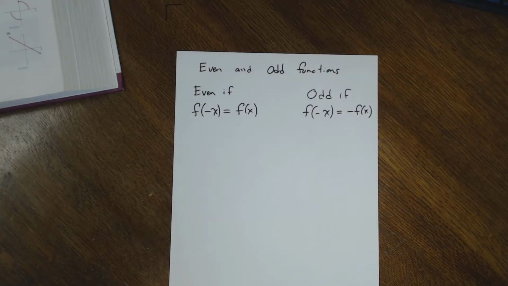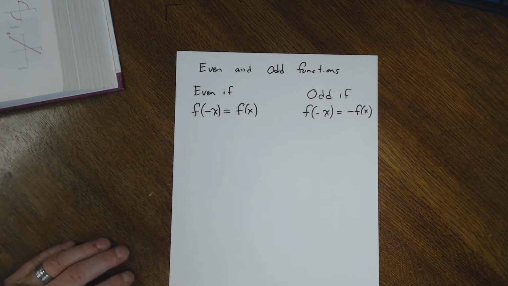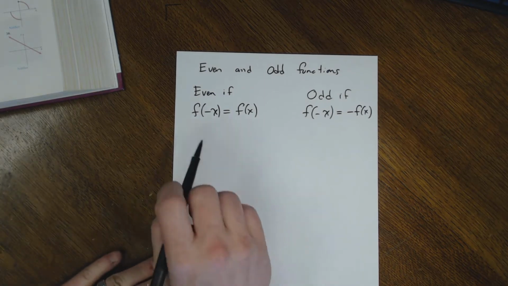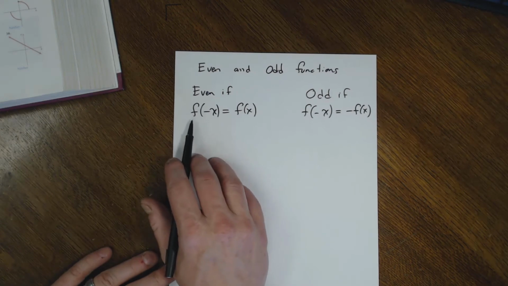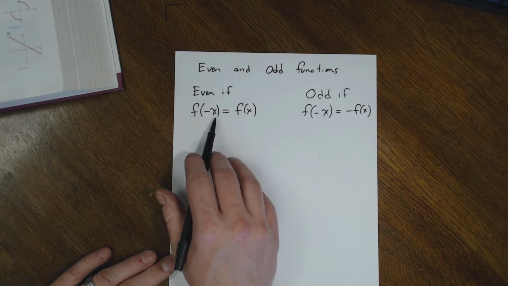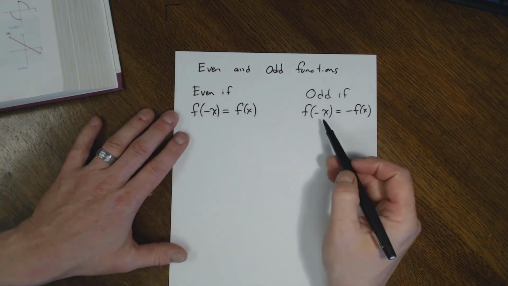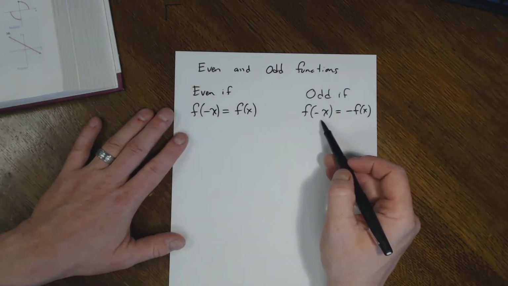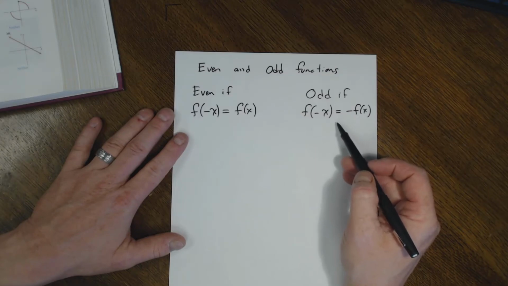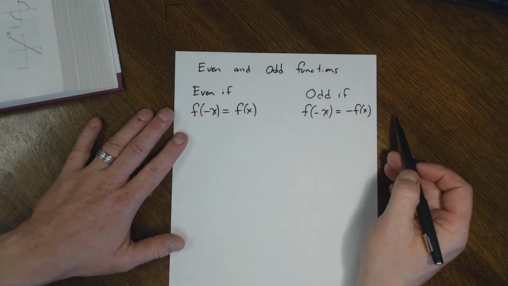In this video, we're going to learn how to test functions to see if they are even or if they are odd functions. It's an even function if you do f of minus x, perform your algebraic manipulations, and you get f of x. It's an odd function if you do f of minus x, perform your algebraic manipulations, and get minus f of x.